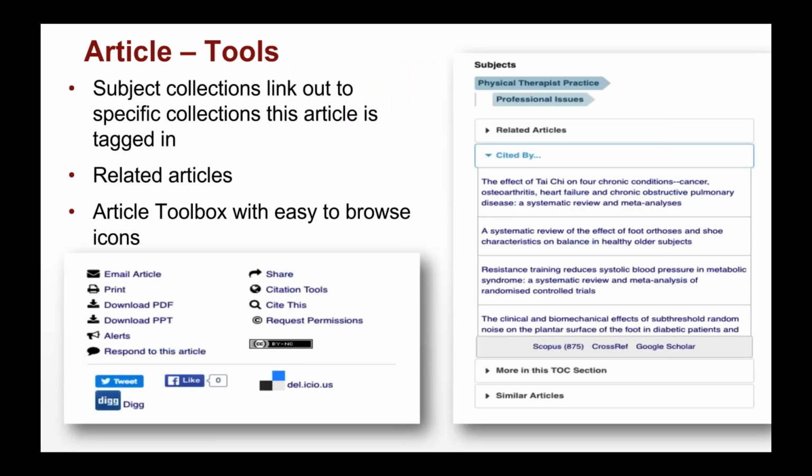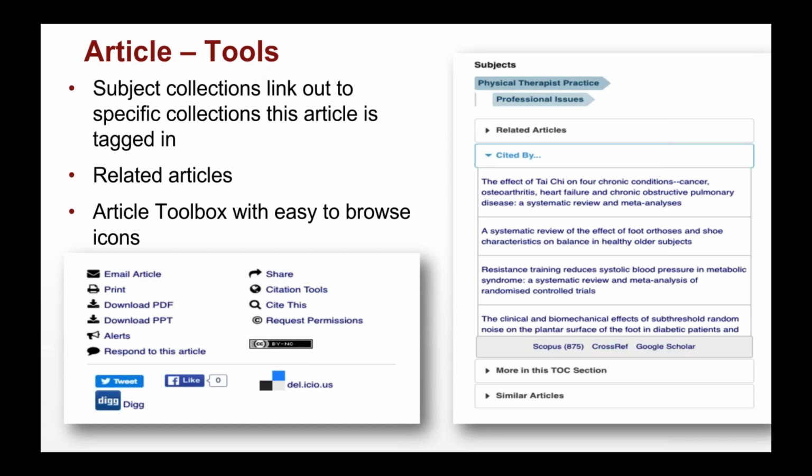On the right-hand side, there's a couple of great tools, and we'll start with the subjects. We have our subjects with specific collections they're tagged in. And then we also have the accordion: related articles, articles that cite this, and then also more in this table of contents section and similar articles.